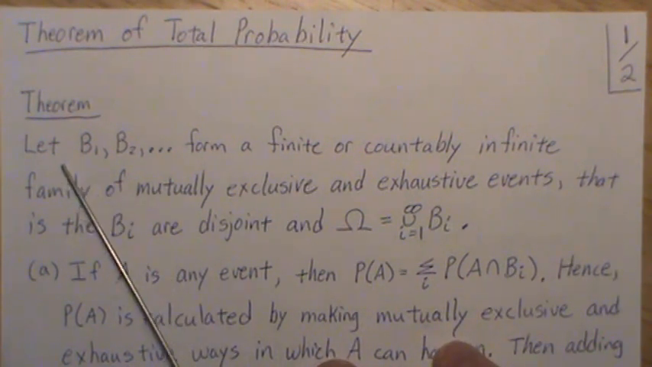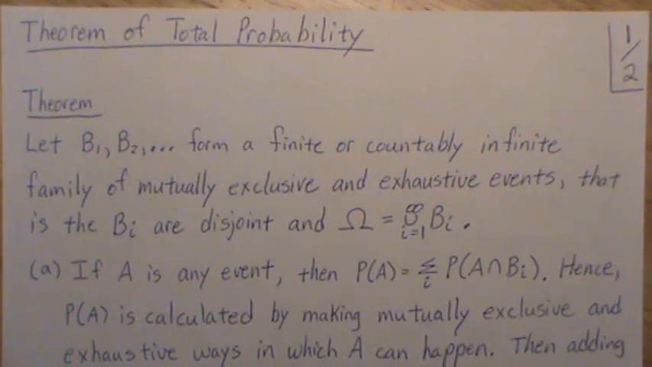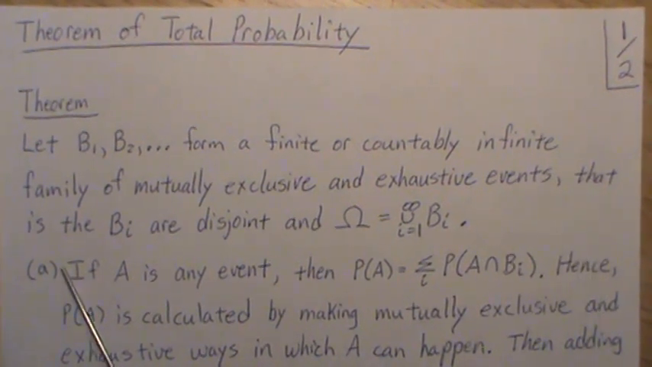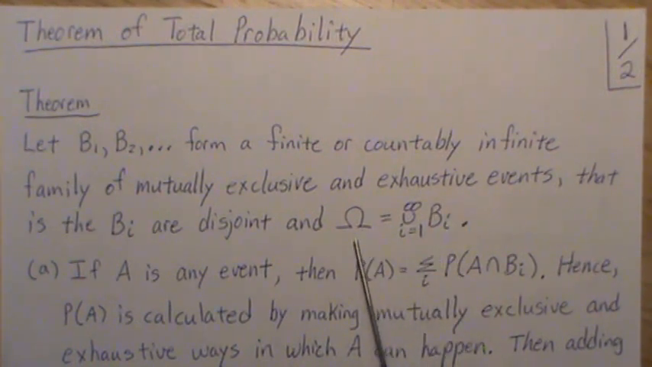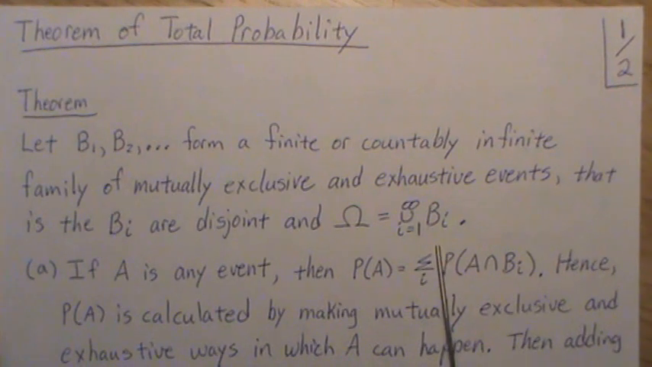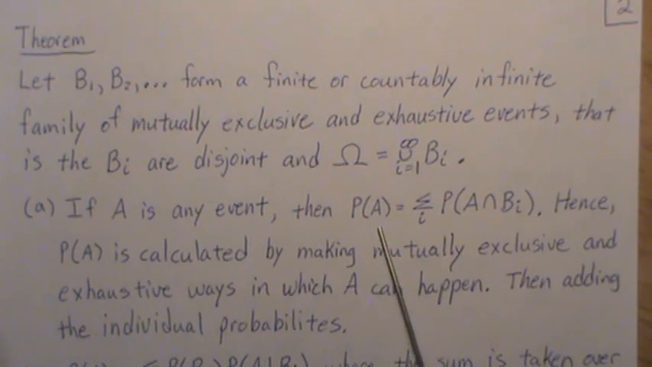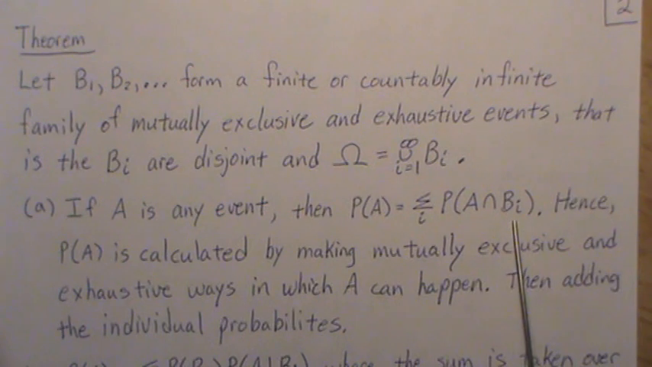So the theorem says, let B1, B2, ... form a finite or countably infinite family of mutually exclusive and exhaustive events. That is, the Bi are disjoint and the union makes up the entire space, omega. So omega is equal to this infinite union of Bi. Now, if A is any event, then the probability of A can be represented like this. It's the probability of A intersect Bi, summed over all i.